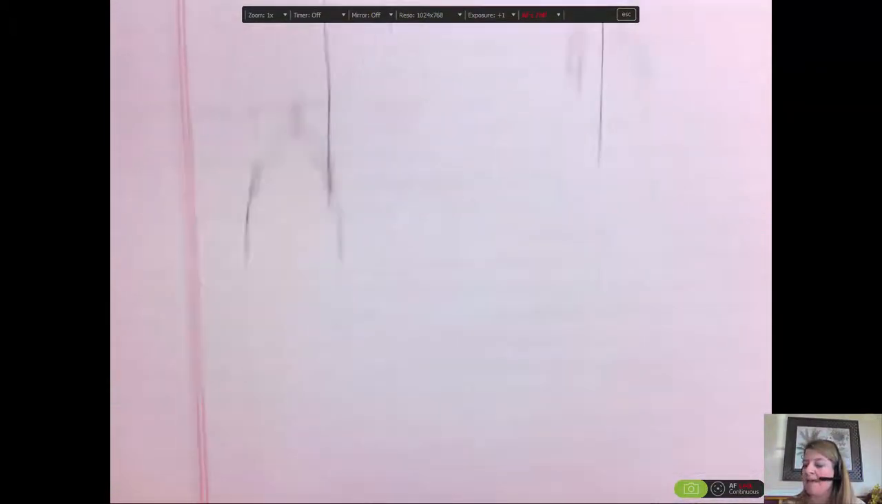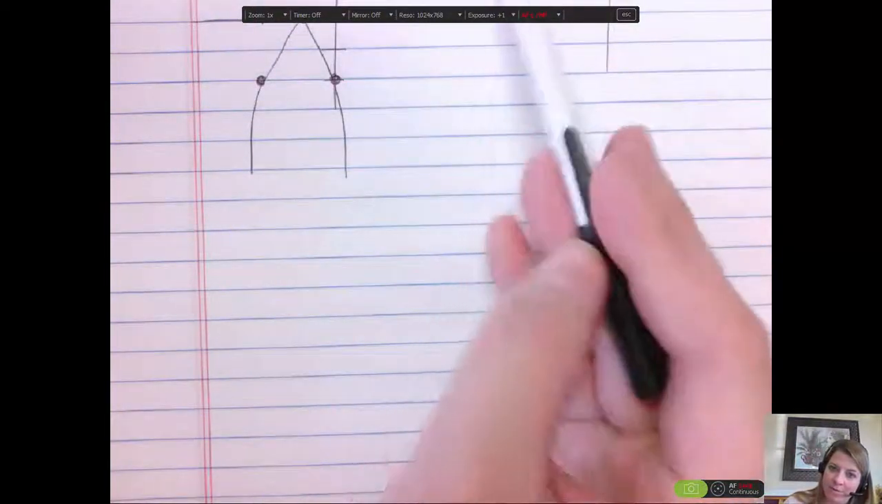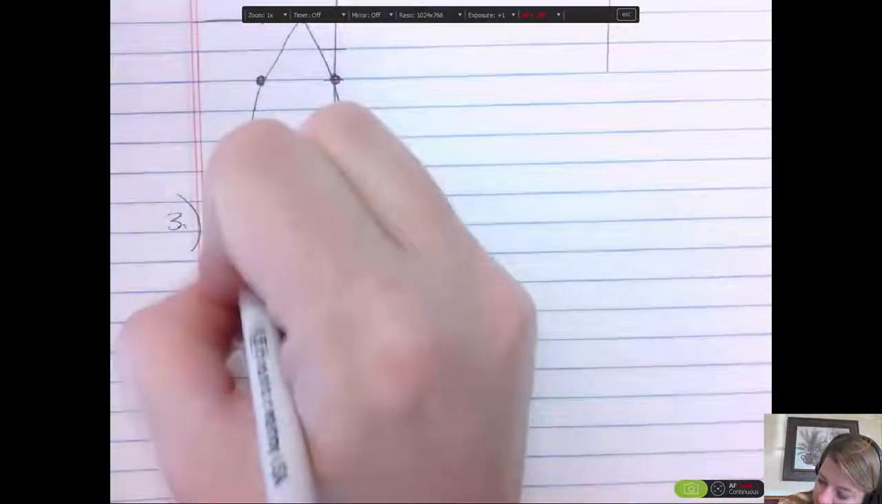Okay, and from our parent graph, this flipped us upside down. This moved us to the left one because it was the opposite. And we didn't go up and down because we didn't have a number on the other side. So it's kind of the general idea. So let's look at one more.